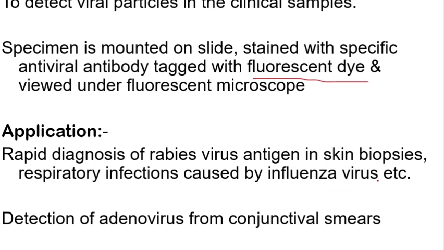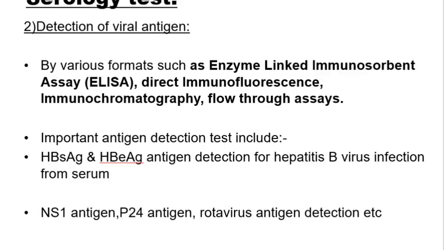Next one is the serological method, which involves antigen detection as well as antibody detection. Here the most common specimen used is serum, though other body fluids can also be used. For detection of antigen and antibody, there are various methods like ELISA, that is enzyme linked immunosorbent assay, direct immunofluorescence test, immunochromatography, that is rapid card test, flow through assays, etc. Examples of antigen detection tests involve detection of hepatitis B surface antigen and hepatitis B precore antigen for hepatitis B virus infection, NS1 antigen for detection of dengue infection, P24 antigen of HIV, then rotavirus antigen detection, etc.